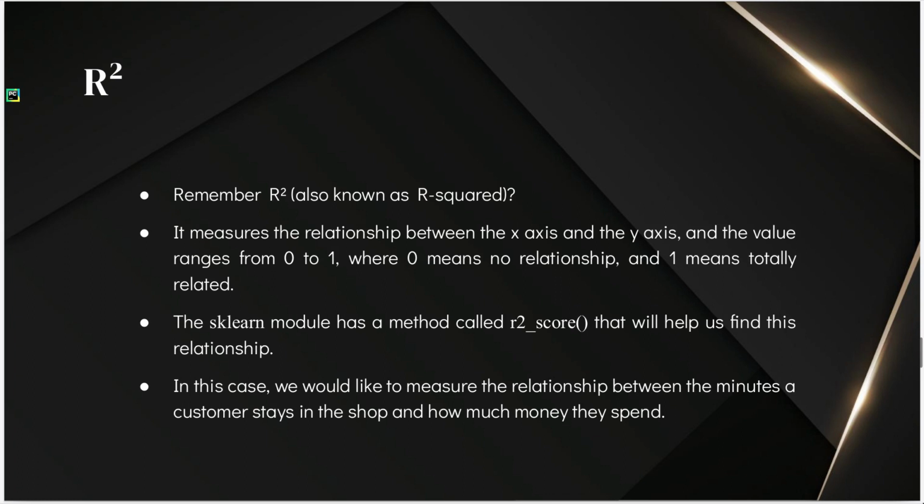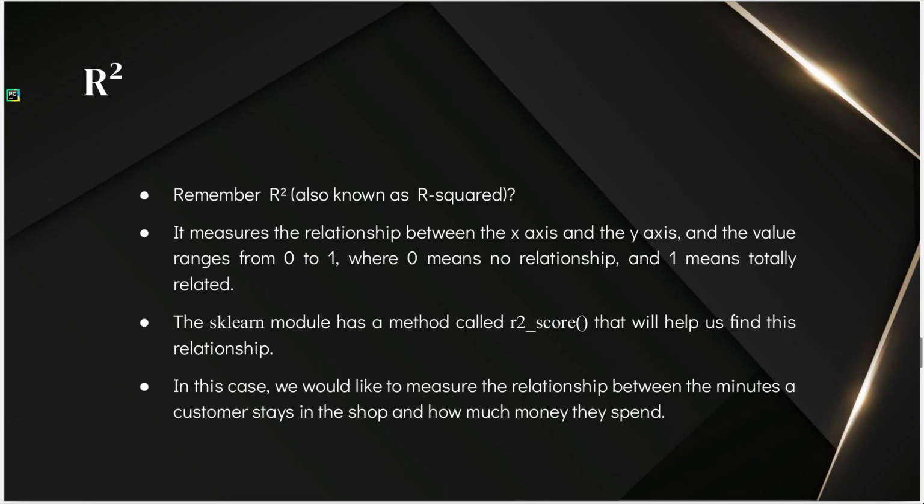R squared measures the relationship between the x-axis and the y-axis, and the value ranges from 0 to 1, 0 meaning no relationship and 1 meaning perfectly related. The sklearn library module has a method called r2_score that can help you find the R squared coefficient.